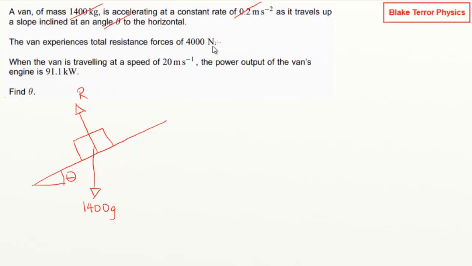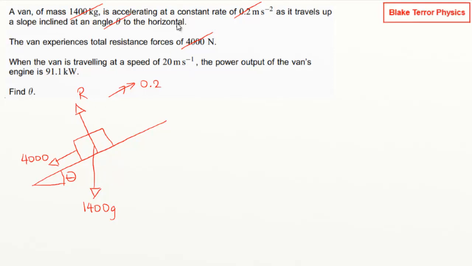We've got a constant acceleration of 0.2 meters per second squared. Put that up the slope. What else have we got? Total resistive forces of 4,000 newtons. So if it's moving up the slope, the resistive forces are going to be down the slope. So we've got 4,000 going that way. It's given us this information. Is that going to be enough for our diagram?